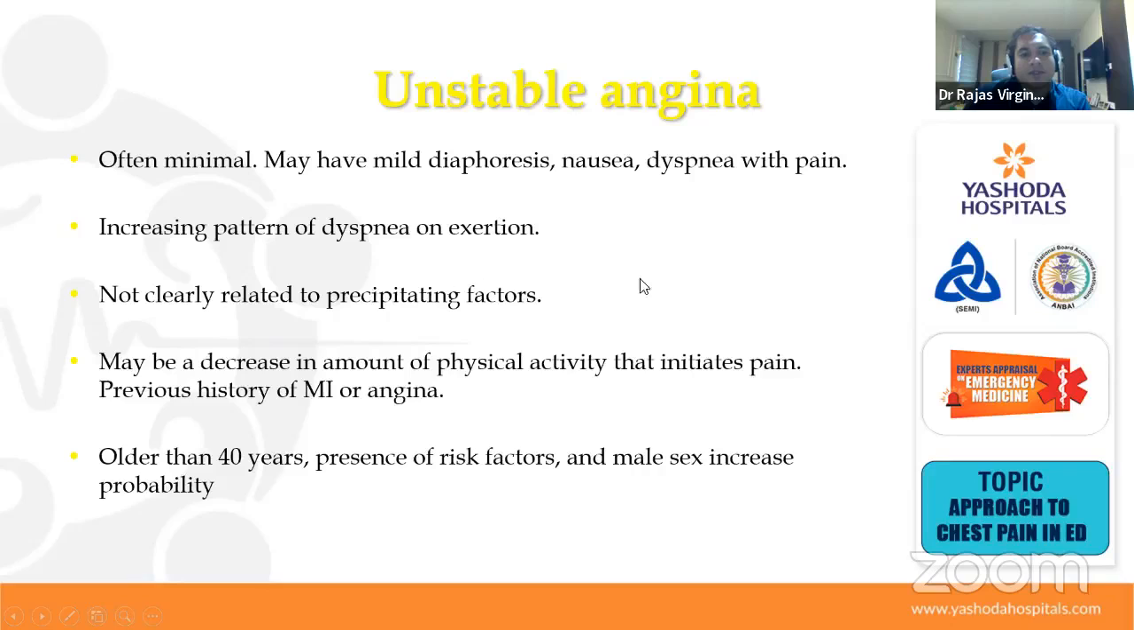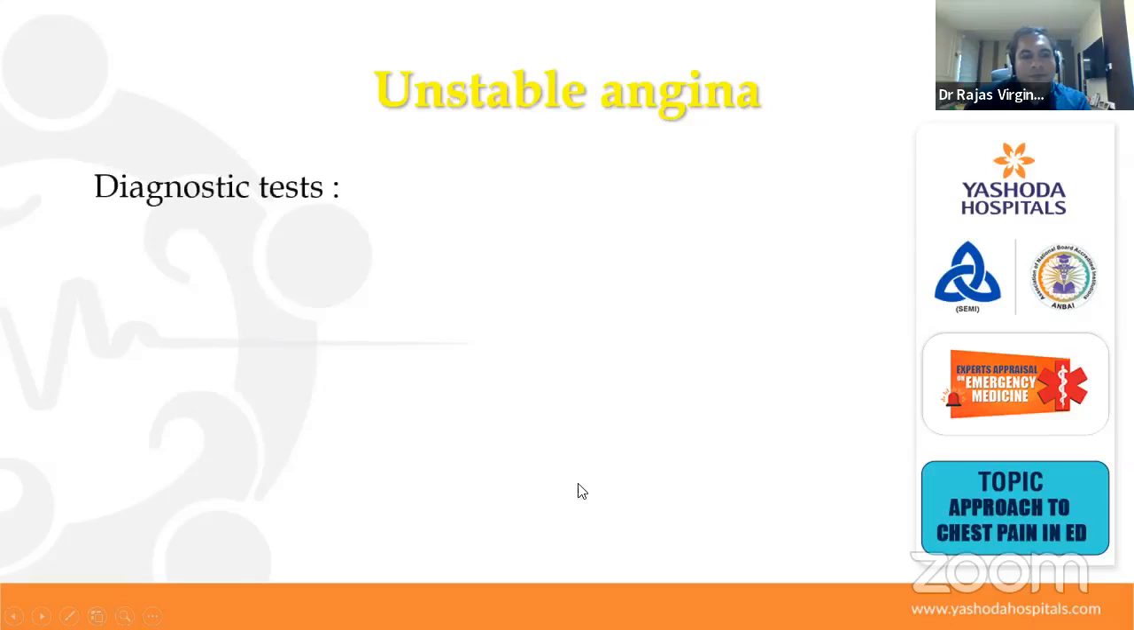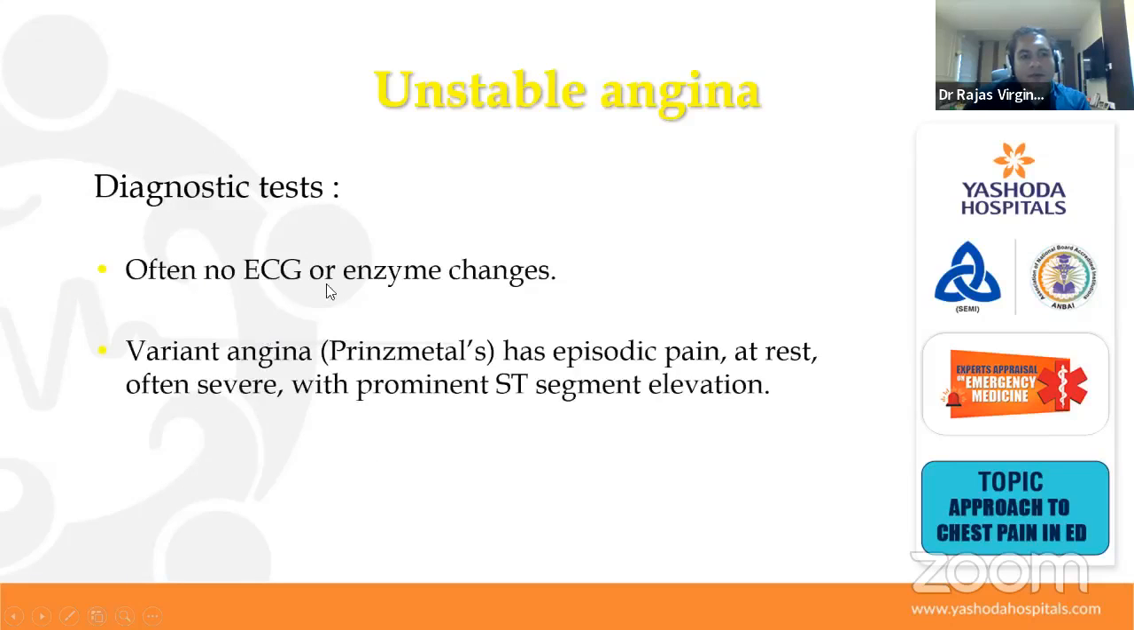They can have increasing dyspnea on exertion, not clearly related to precipitating factors. And again, the risk factors are quite similar. For the diagnostic test, you may not see any ECG changes or enzyme changes. So if you see an ECG which looks like the old one, don't be fooled that there is no acute event going on.